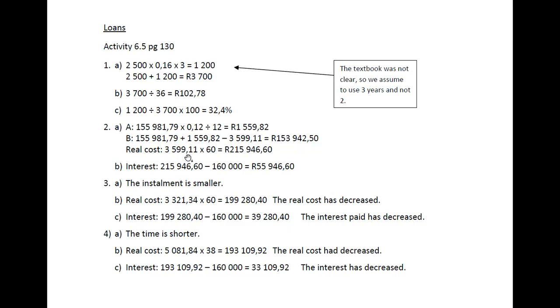Real cost is just the monthly payments multiplied by the period. We've got 60 months, so the real cost is fairly straightforward at 215,946 Rand 60 cents. Okay, for the interest, just take the closing amount or the final amount, take off the initial amount that was borrowed, and that would give us the amount of interest that would have been paid.